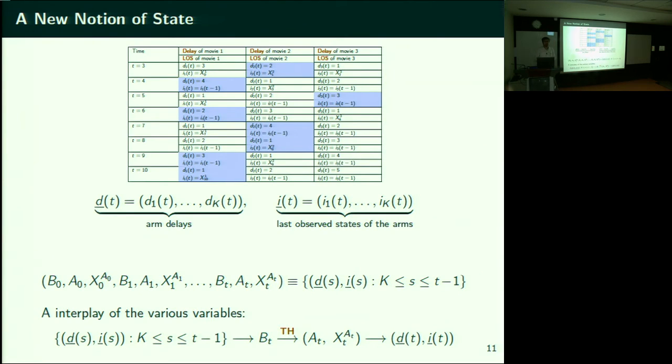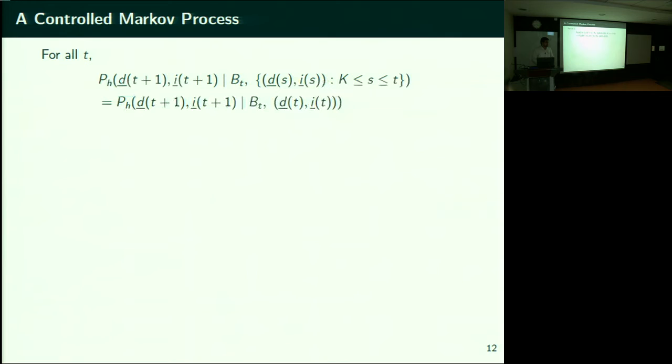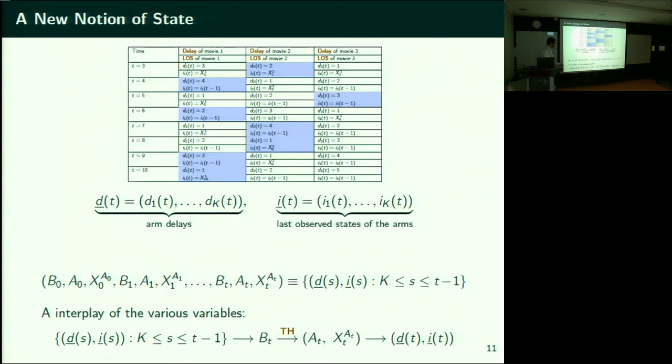Keeps going. Okay? So the reason I point this nice relationship out is because you can update the last observed states and the delays conditioned on what your BT is and what your previous arm delays and last observed states are. In other words, this relationship here is capturing a certain control Markov process. So there is a nice Markov decision problem that comes where you look at these as your new states now. This state is the state of the full system.